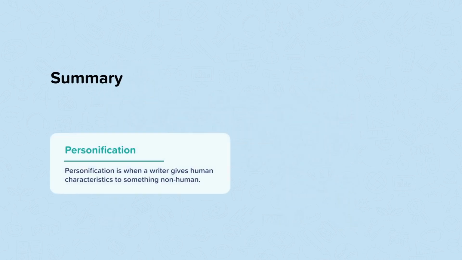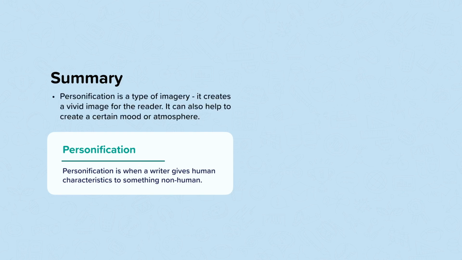To summarize, personification is when a writer gives human characteristics to something inanimate or non-human. Personification is a type of imagery. It creates a vivid image for the reader. It can also help to create a certain mood or atmosphere.